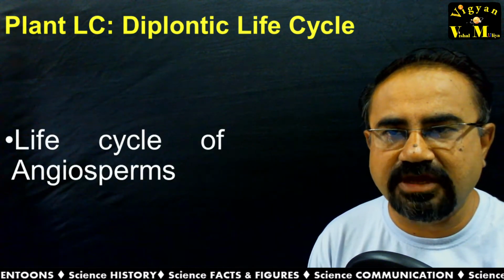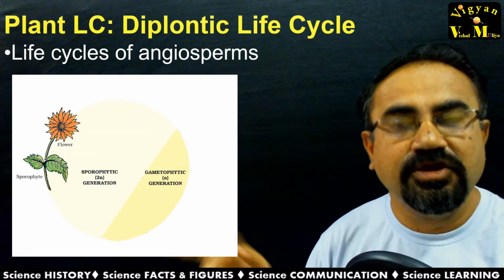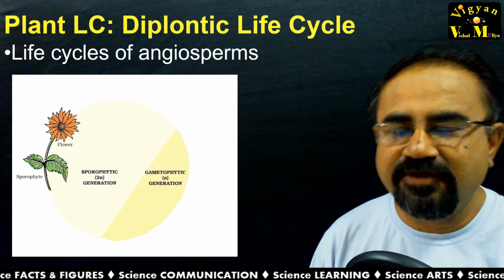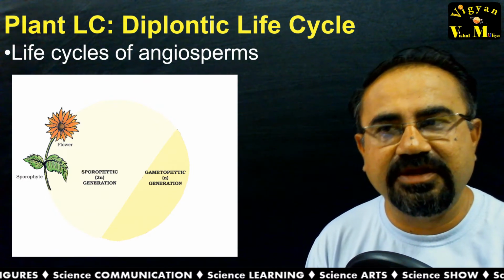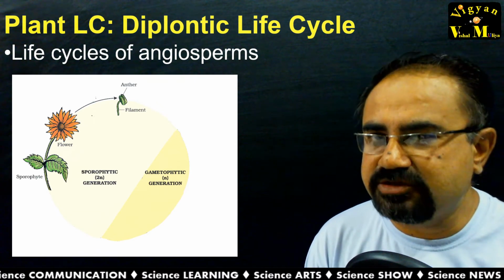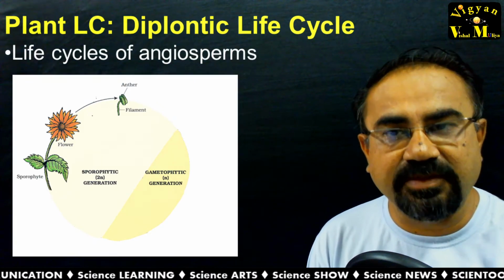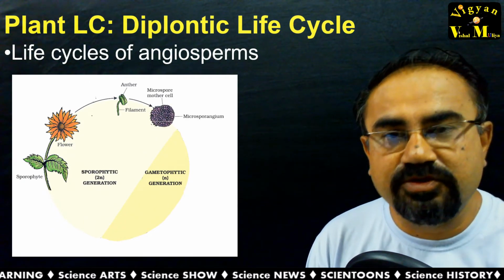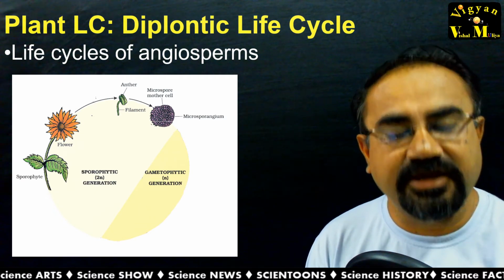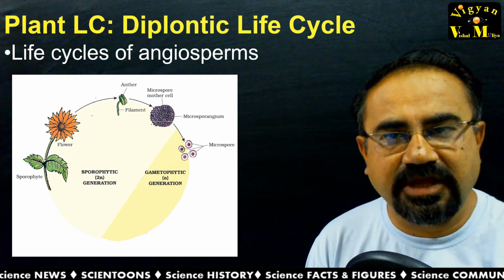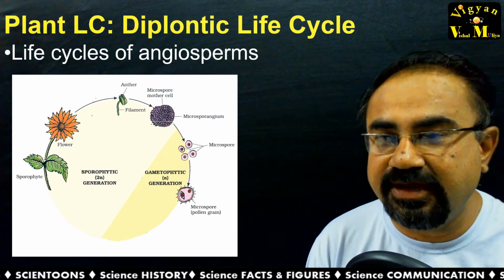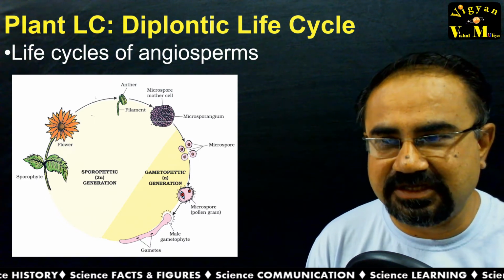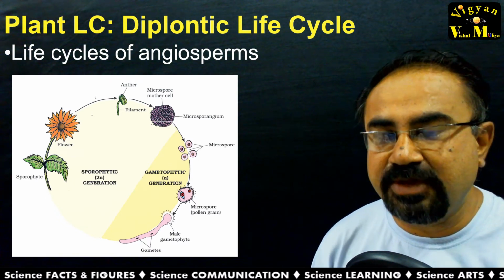So let me go through the life cycle of angiosperms, which has two different phases, and the dominant one is the sporophytic phase represented by the flowering part. This flowering part has the male sex organ, that is the stamen. Stamen has anther. Anther has pollen sac, and pollen sac produces spores by reductional division. The spores, or microspore or pollen, give rise to the male gametophyte by mitosis.